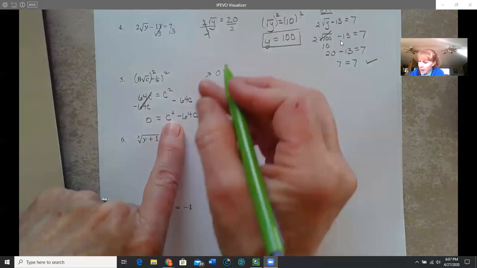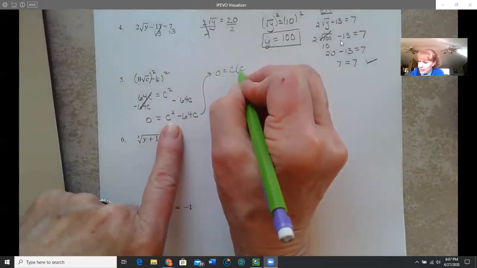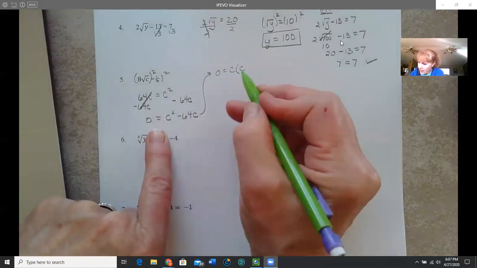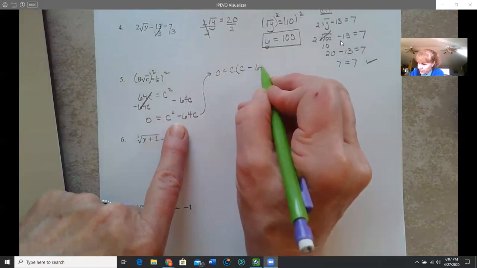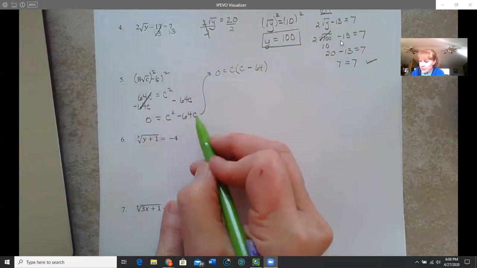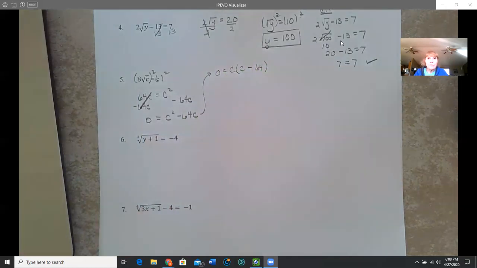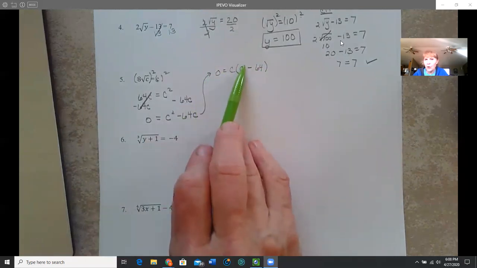On the right-hand side, I'm going to take a c out. Well, c times c gives me c squared. And then I want a minus 64. C times a minus 64 is a minus 64c. You're actually done factoring, so it really wasn't too bad. And the reason I'm done is because I don't have a squared or a cubed or something like that inside.